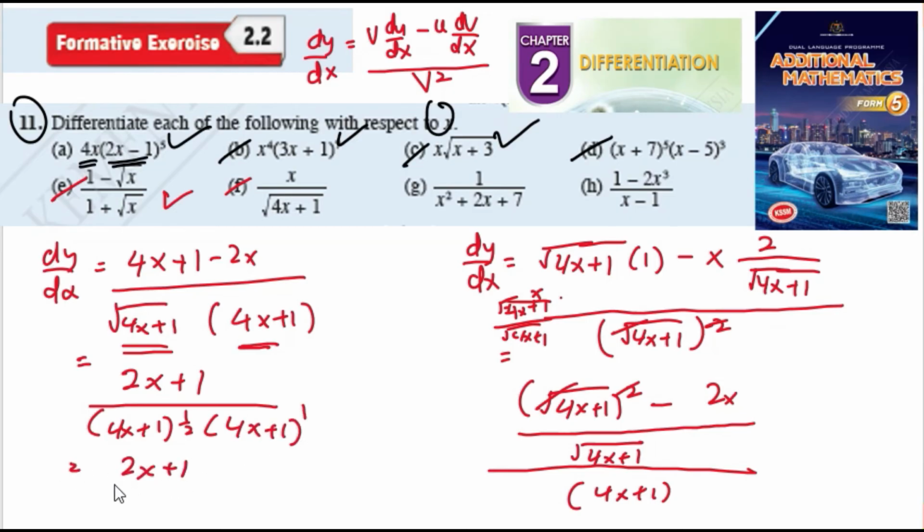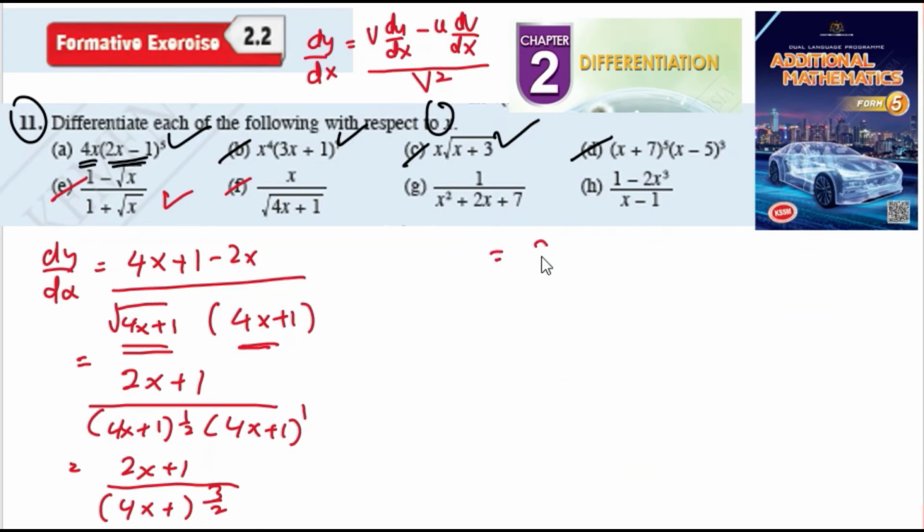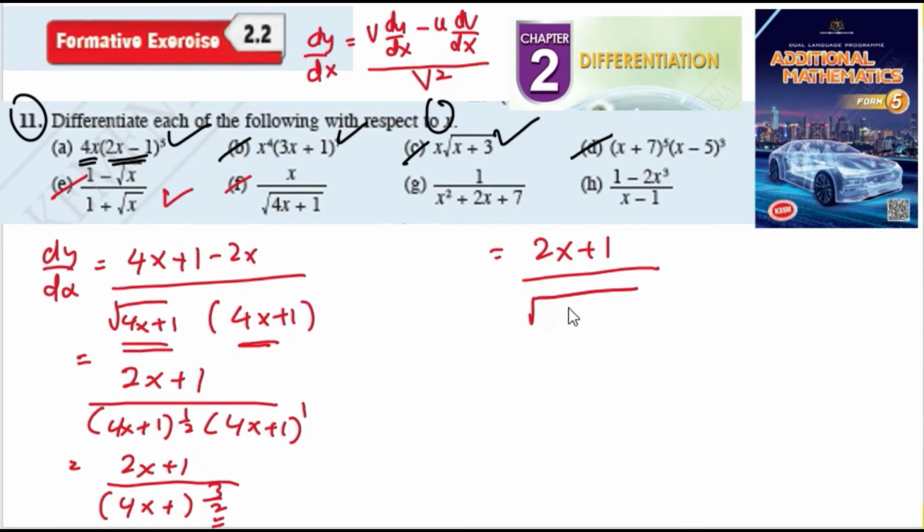So 2x plus 1. So when the base is equal, you just add up their powers when we multiply. So here 4x plus 1, half plus 1, you get 3 over 2, which is equal to 2x plus 1. So divide by, so 3 over 2. So you see here over 2 means square root. So 4x plus 1 power of 3.